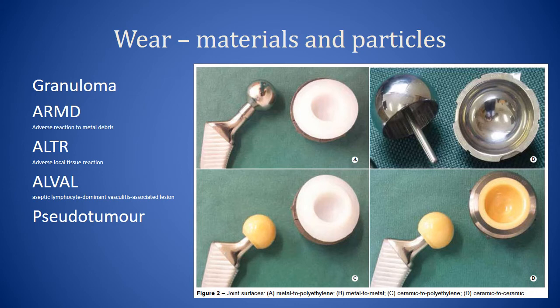Wear depends on the materials used, and the body's response depends on the material and the size of the particles that are released. The picture shows commonly used materials in bearing surfaces in hip arthroplasty. A is metal on polyethylene, which we commonly use at Groote Schuur. B is metal on metal, as in hip resurfacings. C is ceramic on polyethylene, and D ceramic on ceramic.